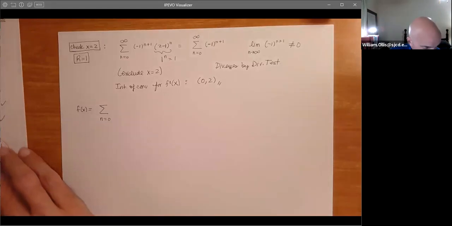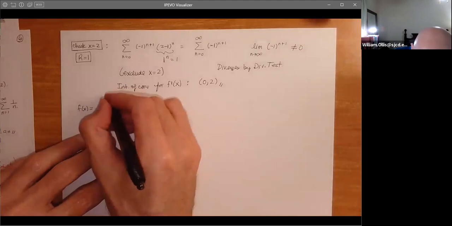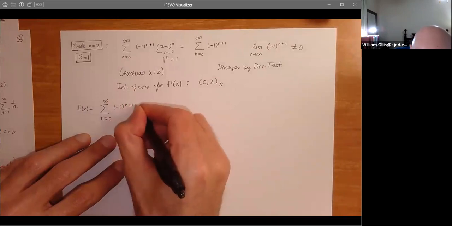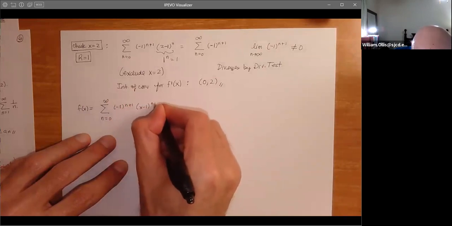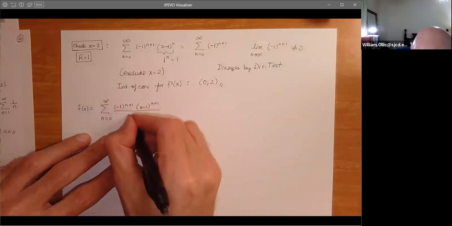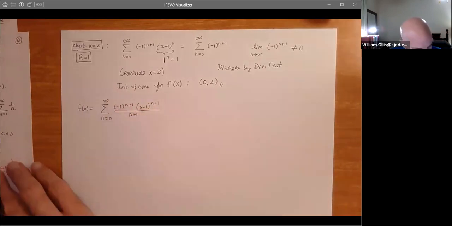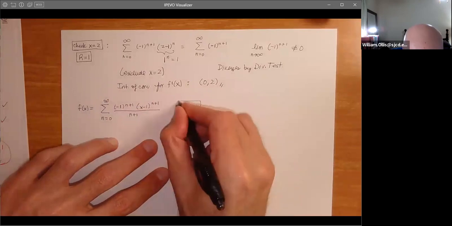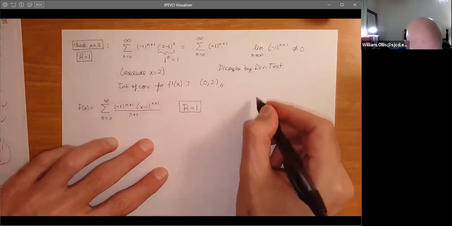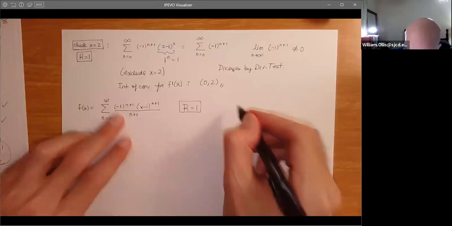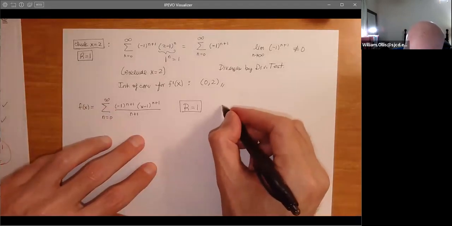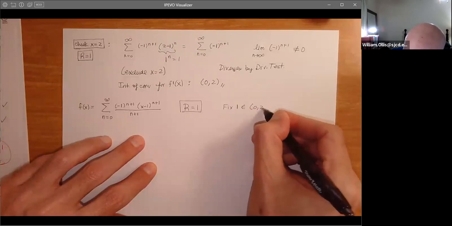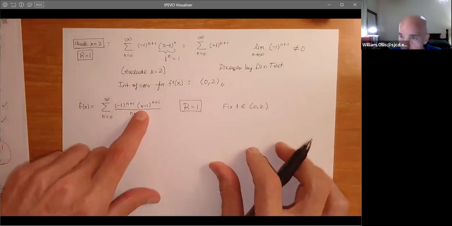Here, let me write down the original series. I don't want to jump to the integral. So this will be -1 to the n plus 1, x minus 1 to the n plus 1, divided by n plus 1. So in this case, r equals 1, as we know. And what we want to do in this case, again, is fix. So we're going to be real lazy. This will be good. Fix 1, which lives between 0 and 2. Okay, so we're going to do 1 because 1's going to annihilate this.